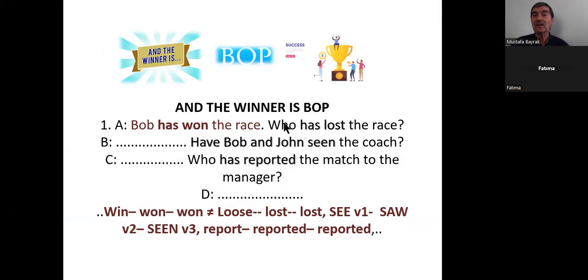And the winner is Bob. Now, right now, the winner is Bob. This is the first example sentence of the present perfect tense and the first dialogue of present perfect tense. Bob has won the race. Is it clear? Bob has won the race, just won.